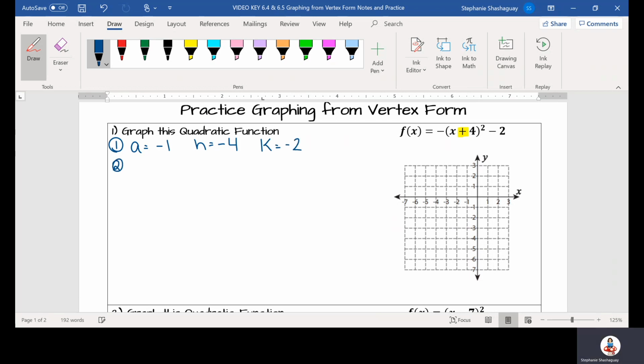Step 2, I'm going to determine if that parabola is going to open up or down. And since a is negative, it's going to open down. My step 3 is to identify the vertex, which is going to be (-4, -2). And my axis of symmetry is going to be x equals -4.